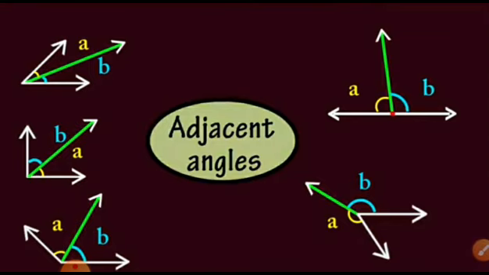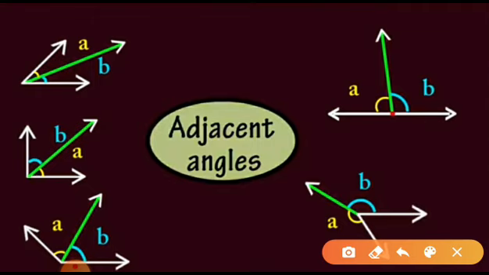Adjacent angles, what do they mean? Two angles are adjacent if they have a common vertex and a common arm, and the two uncommon arms lie on the opposite sides of the common arm. Now see here, this is my common arm, and these are my uncommon arms. They lie on the opposite sides of the common arm. And therefore, angle A and angle B are what?